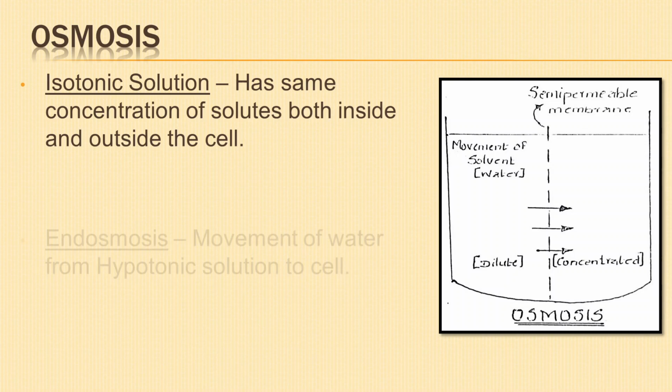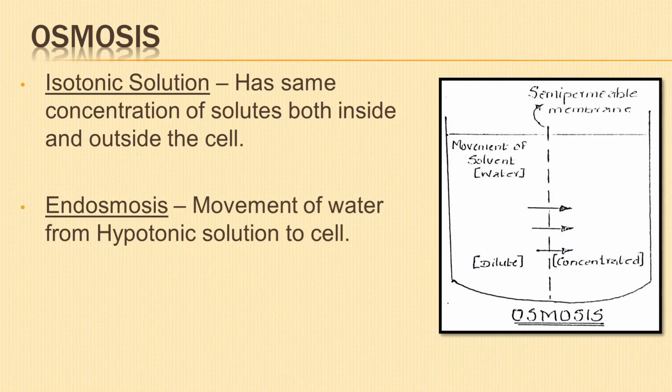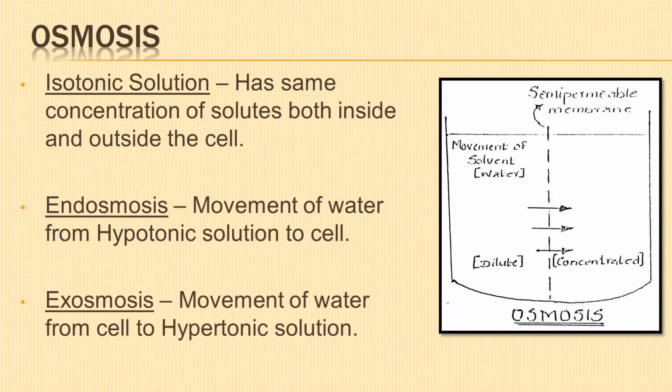Two types of osmosis are endosmosis and exosmosis. Movement of water through hypotonic solution to cell is known as endosmosis. Movement of water from cell to hypertonic solution is known as exosmosis.